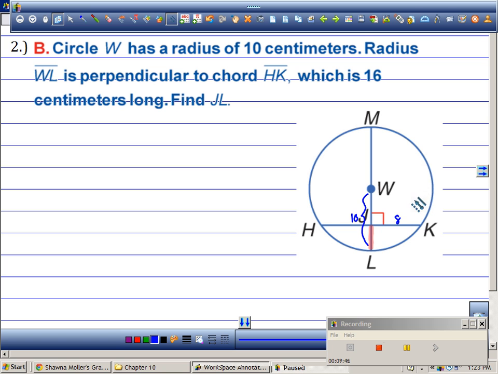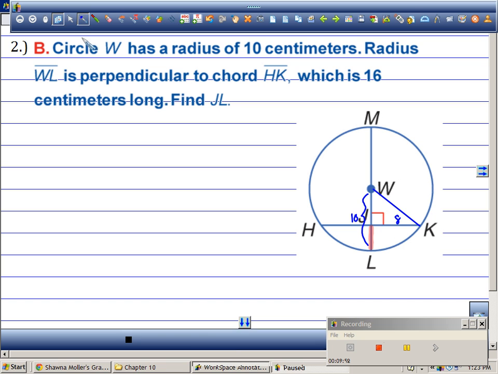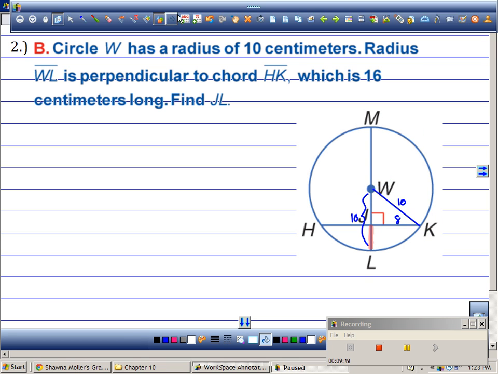It's so obvious it's not. They told us that the radius is 10. Can't I draw another radius? Right? Why not? I can draw radii all over the place if I wanted to. It doesn't matter where I draw it. It's always going to be a radius of 10. 7. I'm sorry? It says 10.